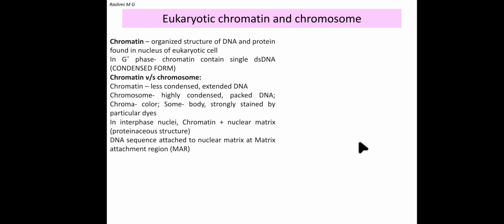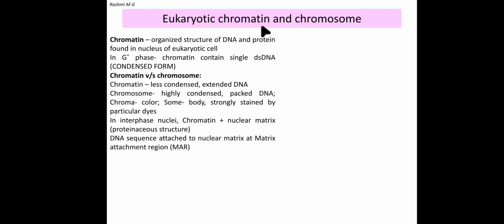In our previous class, we discussed the structure of the eukaryotic chromosome. Let's revise what we learned yesterday: the difference between eukaryotic chromatin and chromosome.